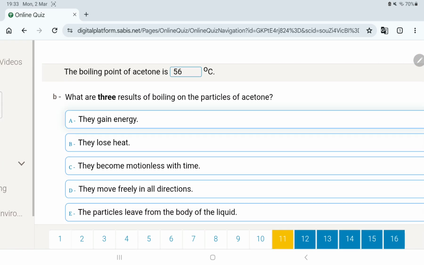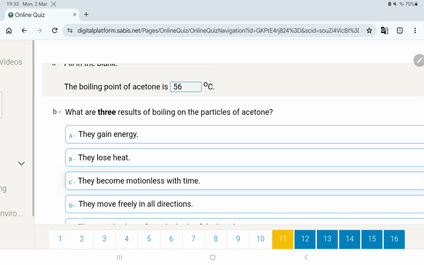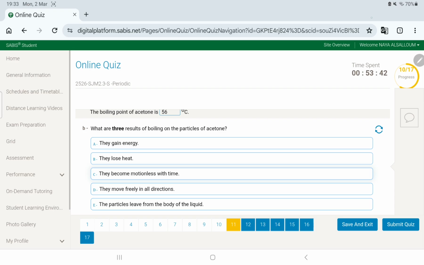Here, what are 3 results of boiling on the particles of acetone? So here, this is actually really easy. What happens to the particles? Remember we discussed, I'm not going to rewrite it again. Or actually, it's fine, I will. Here. So when something heats, right? So boiling heats, the particles, they gain energy. Why do they gain energy? How do they gain energy? Because they move faster.